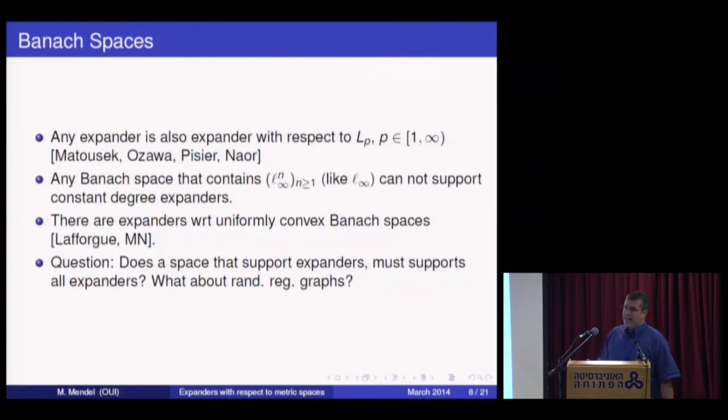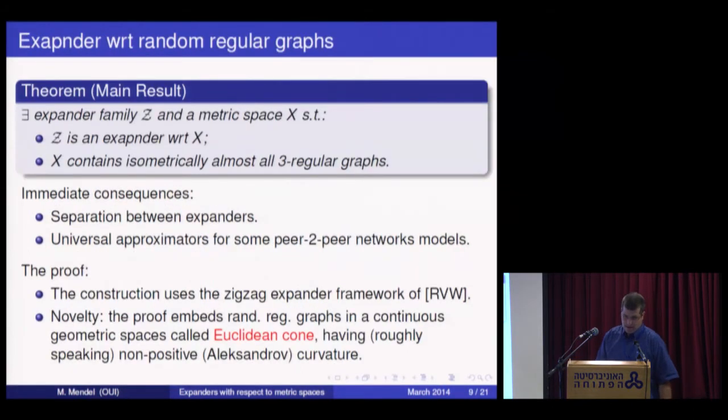But we can ask maybe simpler and more basic questions. Is there any metric space that can differentiate between different expanders? So is there a metric space such that there is one expander which is an expander with respect to this metric space and another expander which is not? For this question, we can actually answer. The answer is there are such metric spaces, and this is the main result of the work. I should have said this is joint work with Assaf Naor. This is our main result.